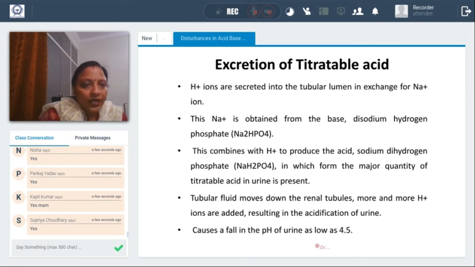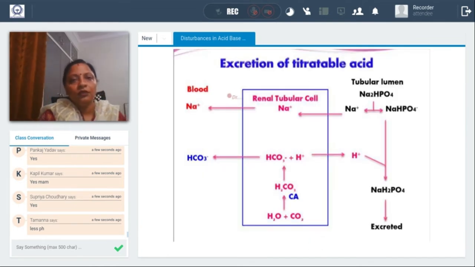So is it clear? More acidic means, what is the meaning of more acidic? Please add in the box. Yes, falling pH.